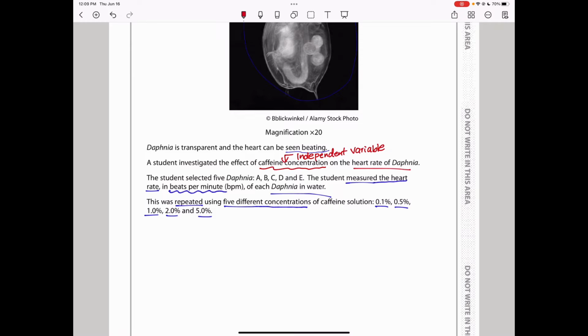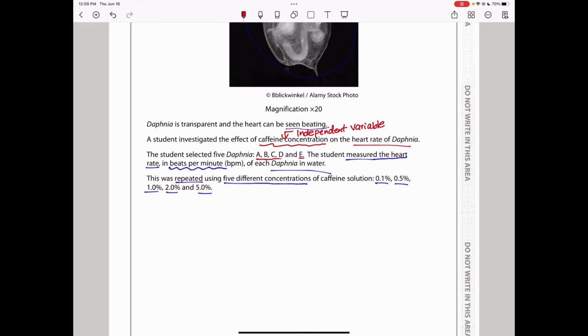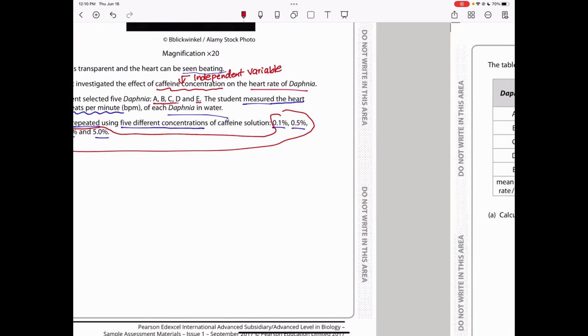The student selected 5 Daphnia, so there is A, B, C, D, and E. The student measured the heart rates in beats per minute of each Daphnia. This was repeated using 5 different concentrations of caffeine solution. So you can see this is the independent variable. We change the concentrations of caffeine and then observe the results. Let's go to the next part.